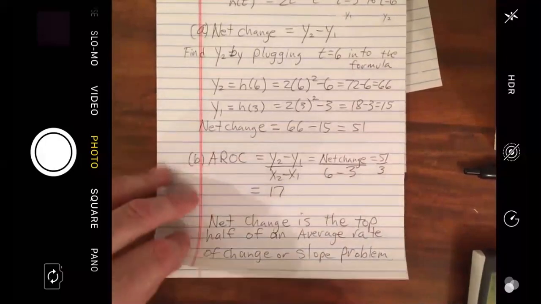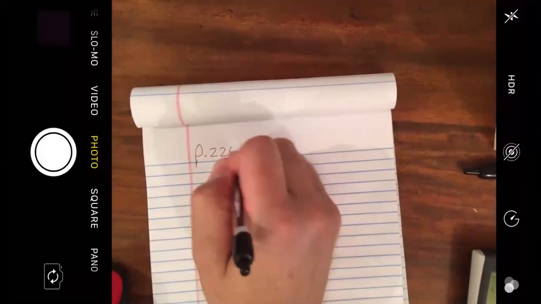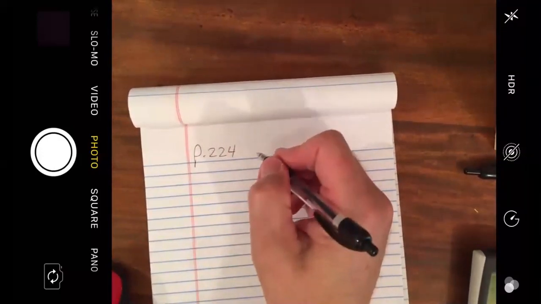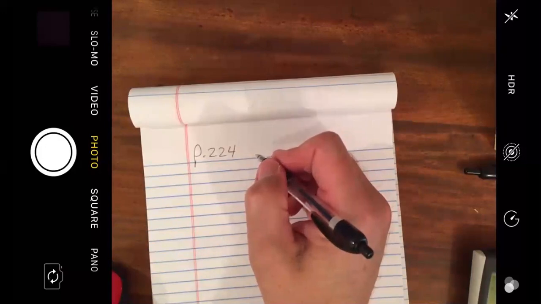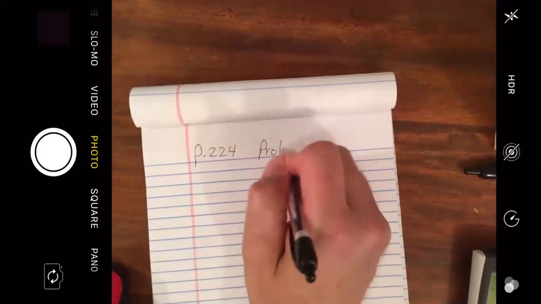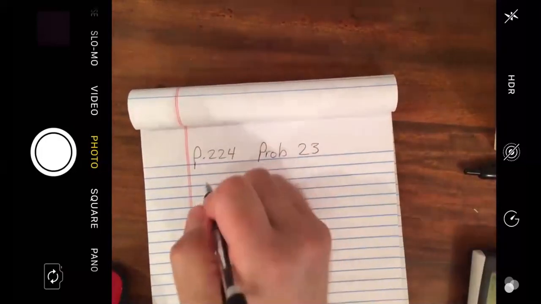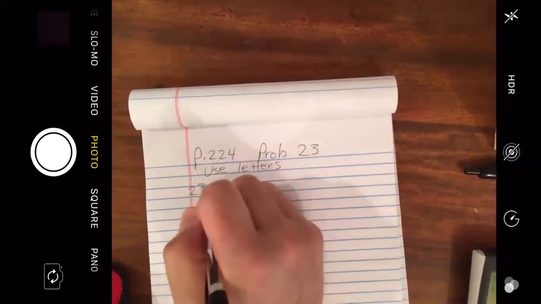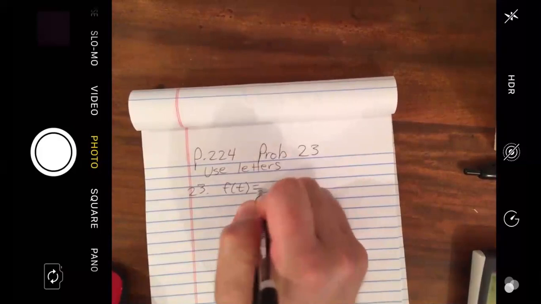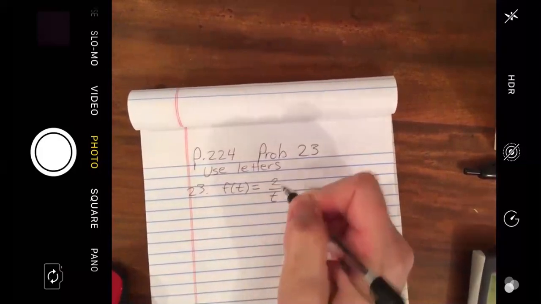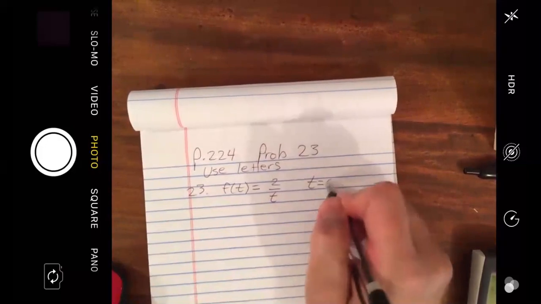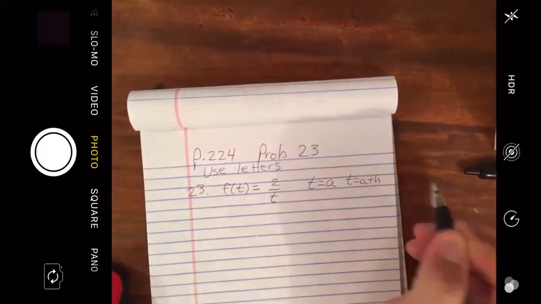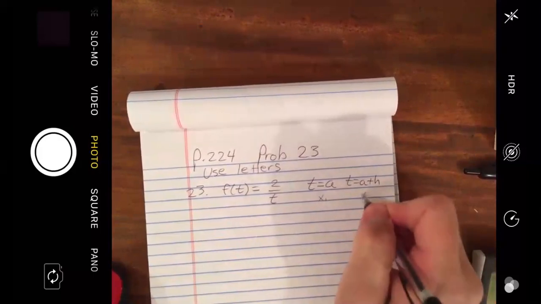Maybe I'll try one more. Finish off this. Page 224. How about problem 23? They use letters. 23. F of t is 2 over t, t equals a to t equals a plus h. This is like your x1, this is like your x2.